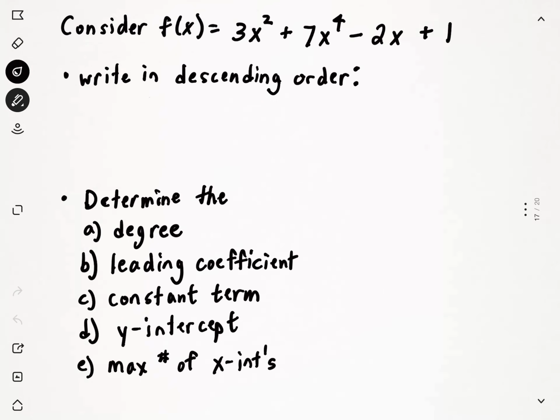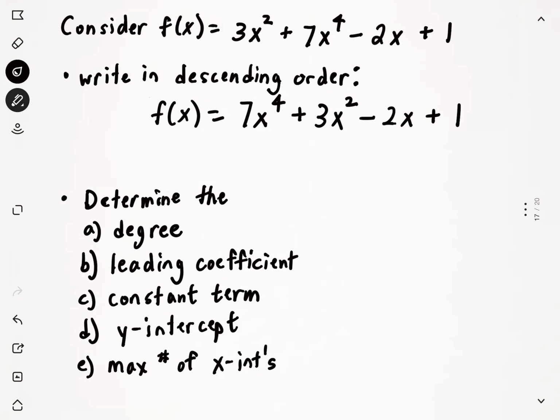The first thing that's asked here is to write in descending order. Well, descending means that you're decreasing in value. So what you want to do right here is you want to write the terms of the polynomial function in a different order. So you definitely want to start off with the largest exponent. So this is going to be the term 7x to the 4. There's no x to the 3 here, so we can leave that out. But we can go to the next highest exponent. This will be 3x to the power of 2. Then we go minus 2x. And then finally, the term with no x at all, which is the plus 1.